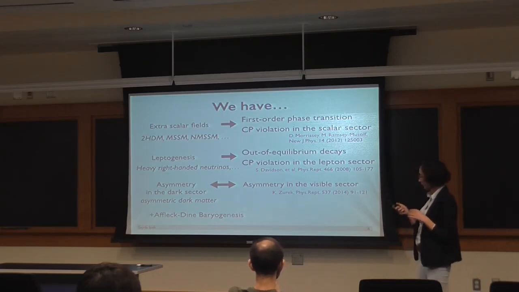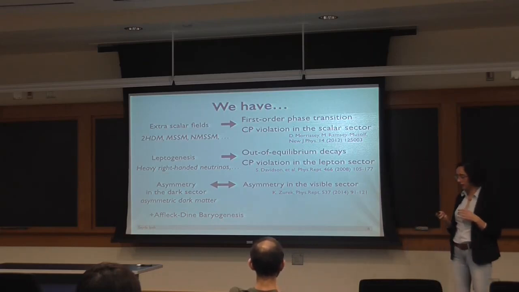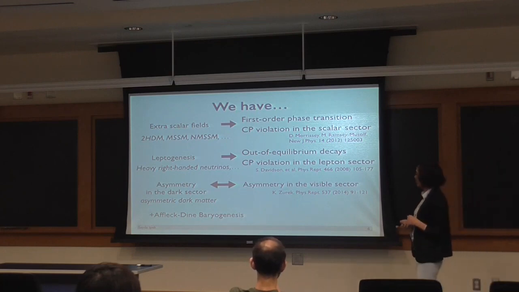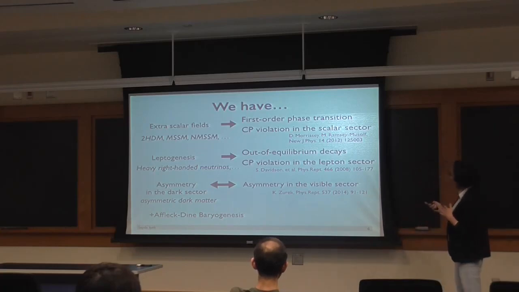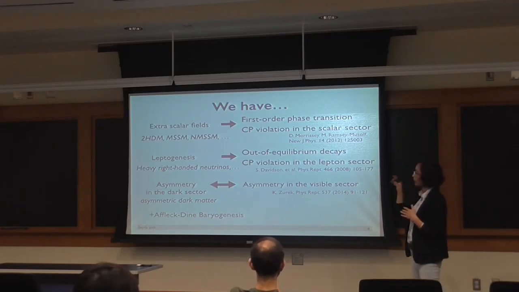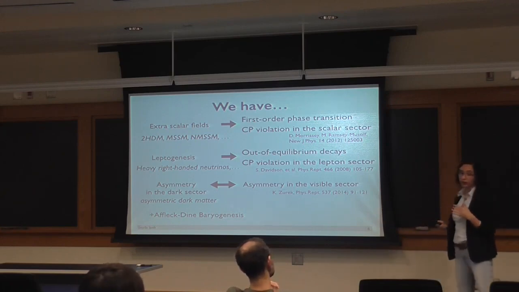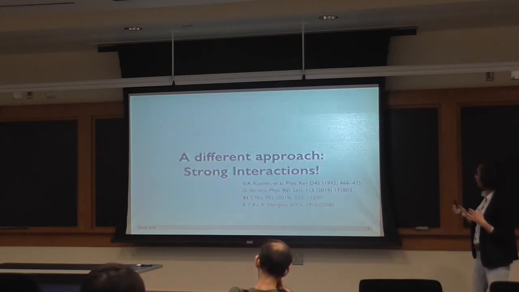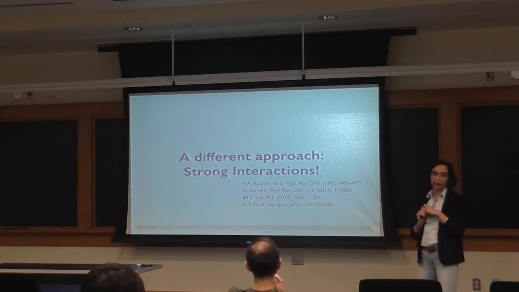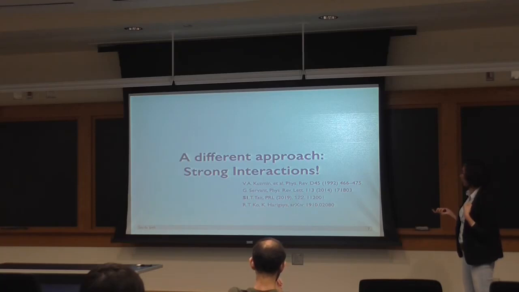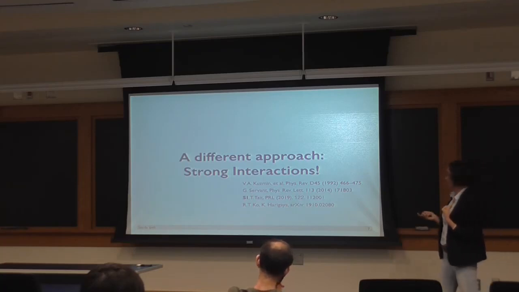There is also a set of models called Ipek and Baryogenesis. But overall, there are lots of models to explain the matter-antimatter asymmetry of the universe. And all of these usually just expand the electroweak sector of the standard model. A different approach is actually looking at strong interactions instead of the electroweak interactions. And this is a path less traveled.